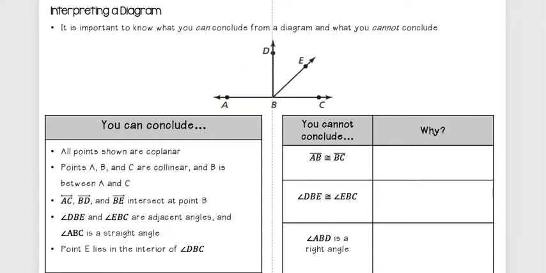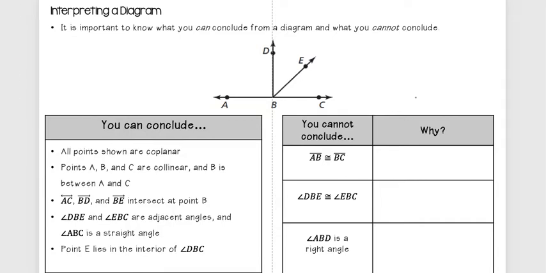I can see that DBE, so this angle, and EBC, this angle, are adjacent. I can see that they share the same side and a vertex, and that ABC is a straight line. I can also see that point E lies in the interior of DBC. That point is inside of that angle.